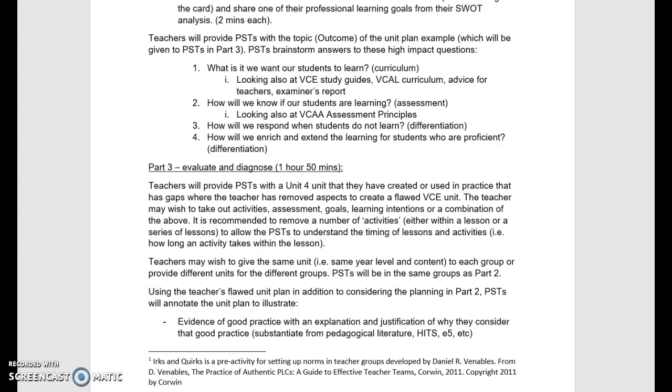So they will give you this unit and they might have taken out activities or assessment or goals. They might have changed the structure of the lesson, learning intentions, or a combination of the above. So you need to consider this unit for teaching, let's say in the next semester. You need to consider what is working in the unit, so what needs to stay, and any changes that need to be made to improve the unit plan and therefore potentially improve student outcomes.